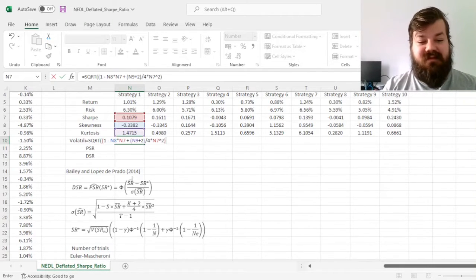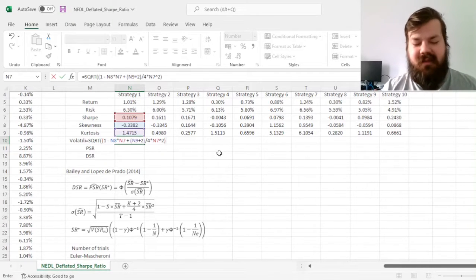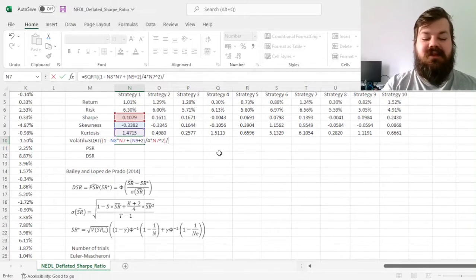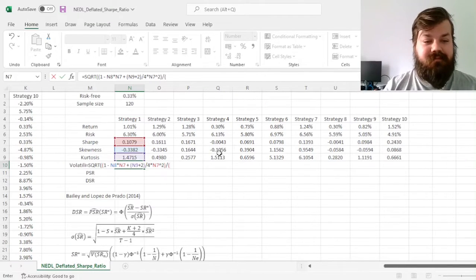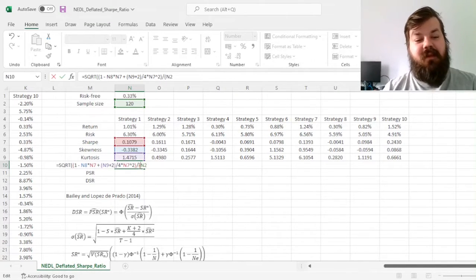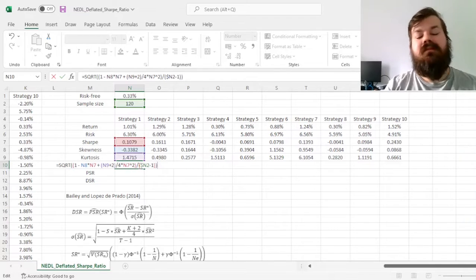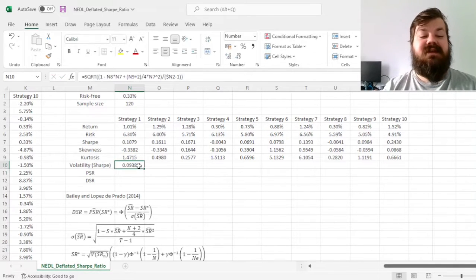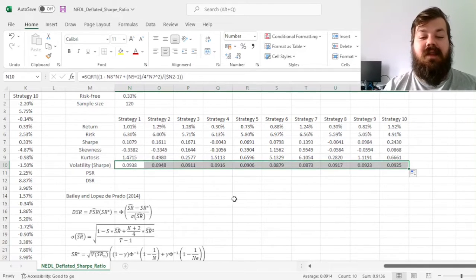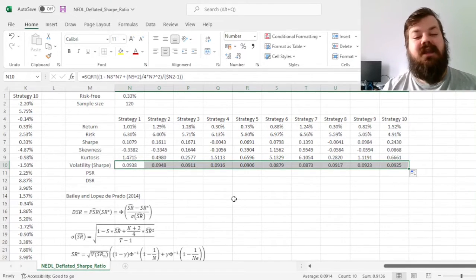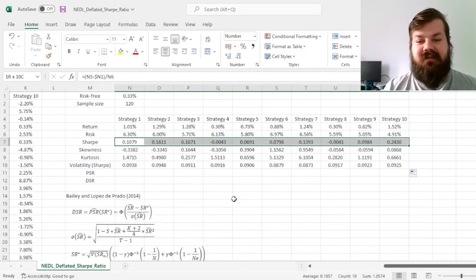And again, this formula works only if you've got the excess kurtosis. If you've got standard kurtosis without subtracting 3, this plus 2 needs to be changed to minus 1. Keep that in mind. And then we need to divide by the sample size minus 1. Here we've got our sample size. We'll lock it column-wise, subtract 1, closing the appropriate number of parentheses, and get the volatility of this particular Sharpe ratio estimator. And then we can drag it across and get individual volatilities for all 10 estimators of Sharpe ratios we have got.